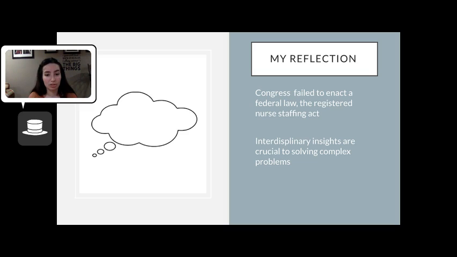Even if the Registered Nurse Staffing Act did pass in Congress, many discrepancies would still be in place. Although this bill was a great step in the right direction, we still have miles to go. Although I have only scratched the surface regarding disciplinary connections relating to the safe patient staffing ratios, the use of interdisciplinary thinking is essential to solving problems holistically and should be further applied regarding the patient-to-staffing ratio crisis.